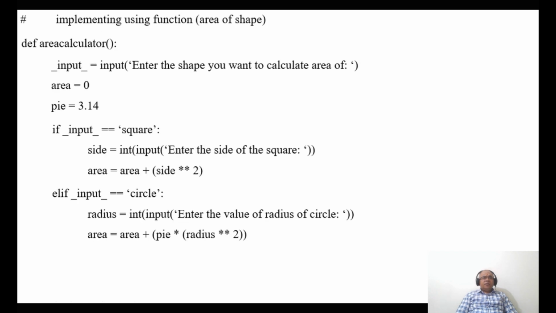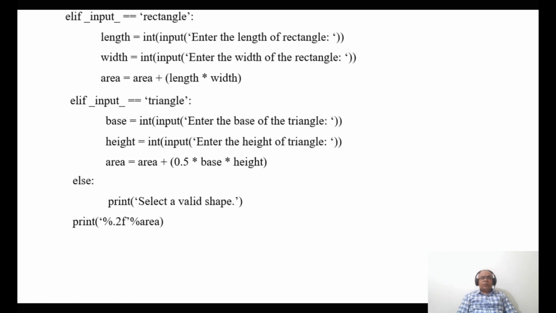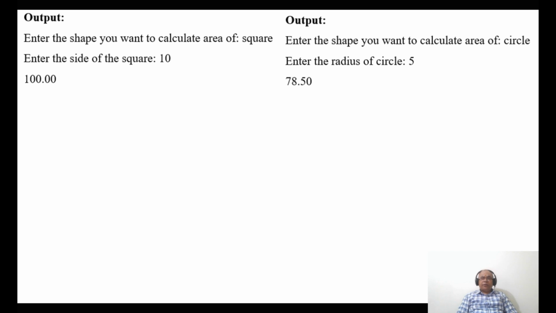So what happens here? Once you give the input, the area you want to calculate is circle. Area is equal to 0, pi is equal to 3.14. Input is circle. If circle is equal to square, no, it skips this and comes to this. Is circle equal to circle? Yes. Radius is equal to int input, enter the value of the radius of the circle. I am taking the value as 5. Then area is equal to pi, 3.14, into radius 5 squared, which becomes 25 into 3.14. So that is the one you are going to get, 78.5.